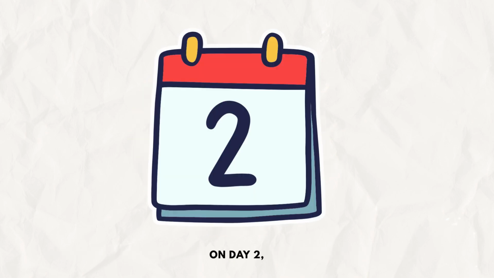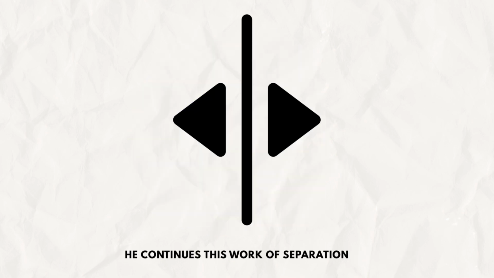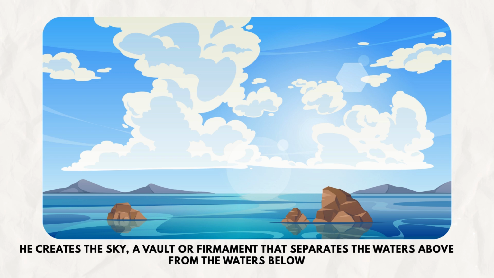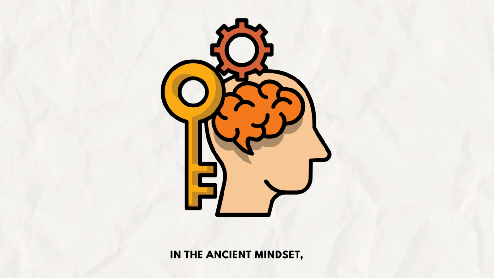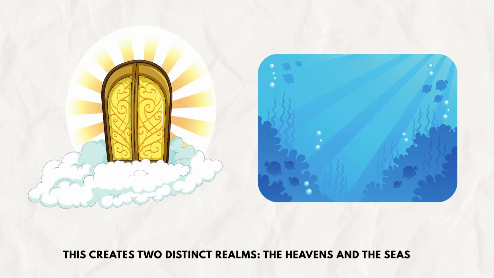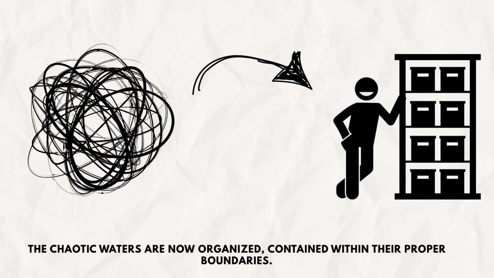On day 2, he continues this work of separation. He creates the sky, a vault or firmament that separates the waters above from the waters below. In the ancient mindset, this creates two distinct realms, the heavens and the seas. The chaotic waters are now organized, contained within their proper boundaries.